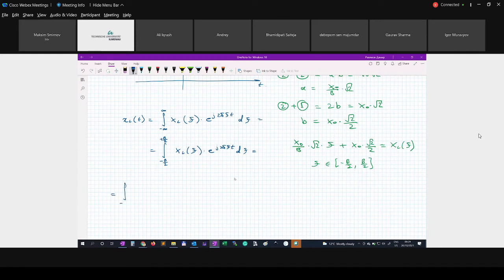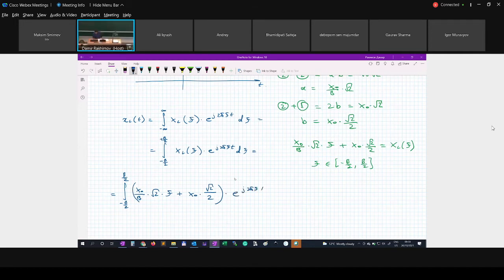Integral from minus B over 2 to B over 2. Then we have our function: x0 over capital B times (square root of 2 times f plus x0 times square root of 2 divided by 2) times the exponential function e^(j2πf t) df. And now we need to calculate this integral.